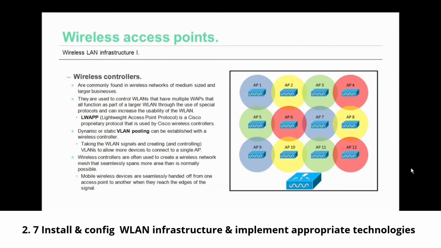Dynamic or static VLAN pooling can be established with a wireless controller. This is taking the wireless local area network signal and creating and controlling virtual local area networks to allow more devices to connect to a single access point. Wireless controllers are often used to create a wireless network mesh that seamlessly spans more area than is normally possible with wireless access points. The mobile devices are seamlessly handed off from one access point to another when they reach the edge of a signal.